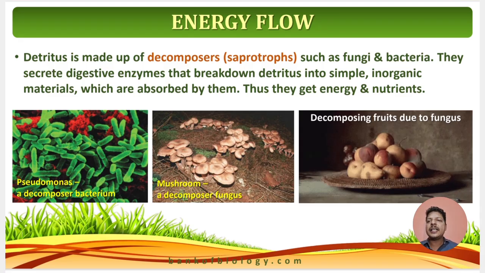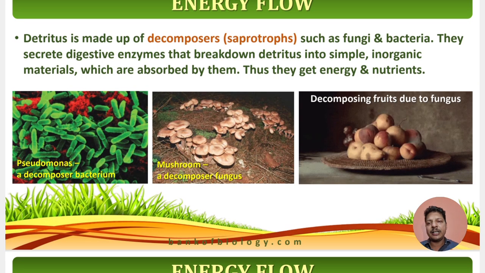Then detritus is broken down by decomposers or saprotrophs such as fungi and bacteria. They secrete digestive enzymes that break down detritus into simple inorganic material which is absorbed by them. Thus, they get energy and nutrients. Here some examples are given: Pseudomonas, a decomposer bacterium; mushroom, a decomposer fungus, and here also decomposing fruits due to fungus.